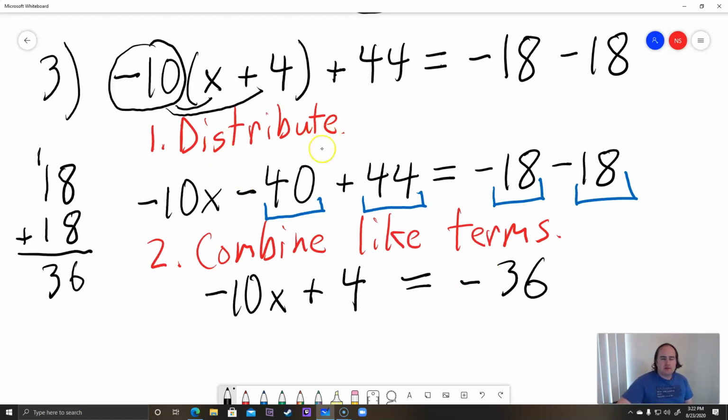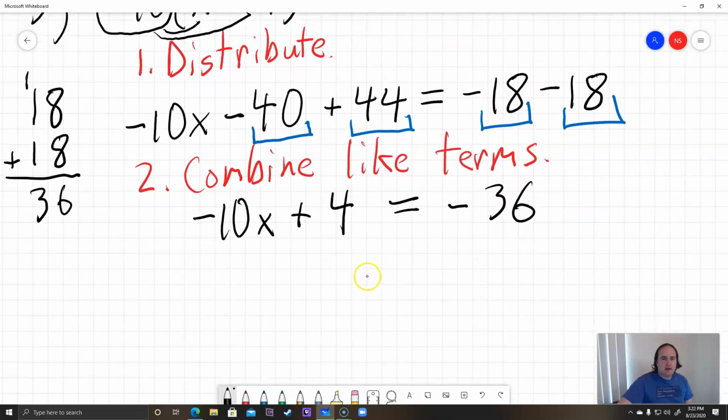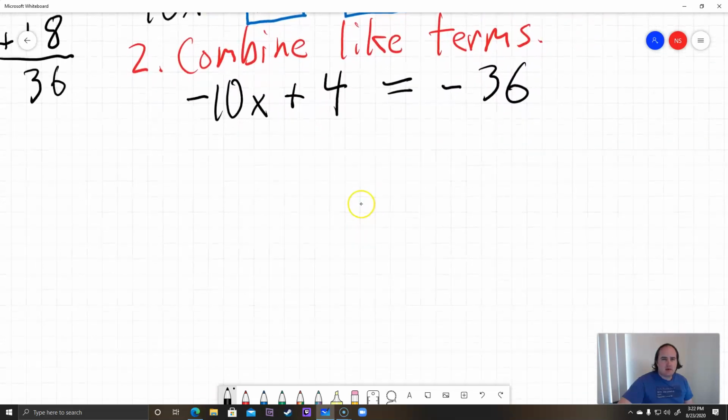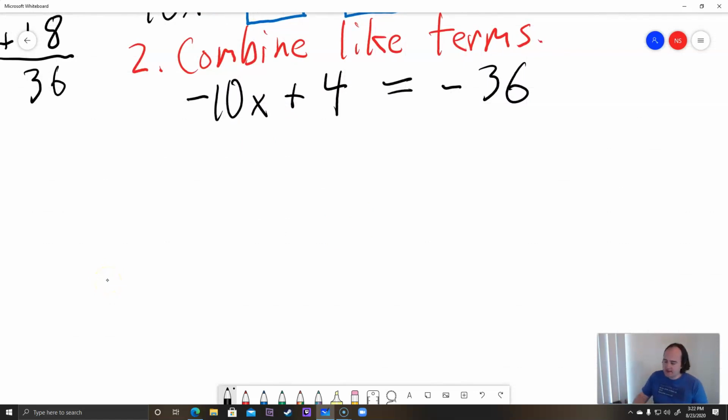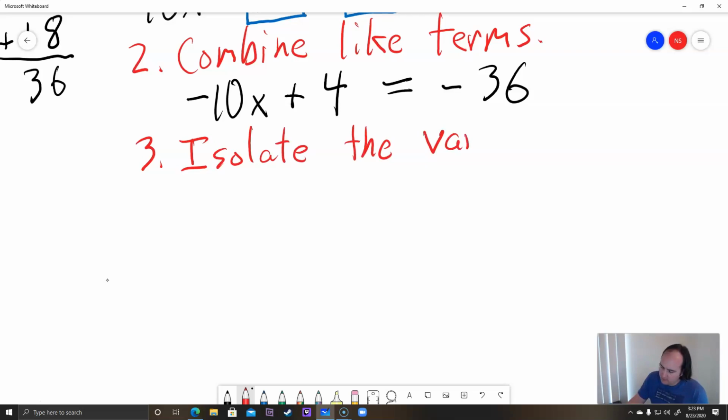Okay, so now we've distributed, we've combined like terms. What's the last step? The last step is just isolate the variable. So that's step 3: isolate the variable. How do we isolate this variable x? We're going to have to perform operations to both sides until we have x by itself.